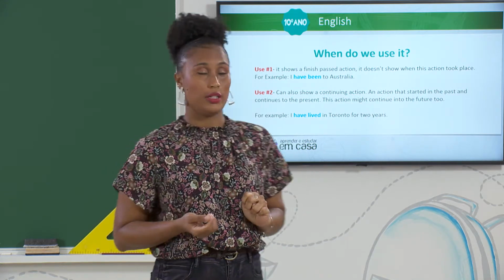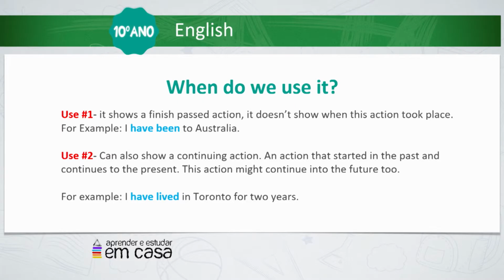The second one can also show a continuing action, an action that started in the past and continues to the present. And this action might continue into the future too. For example, I have lived in Toronto for 2 years.